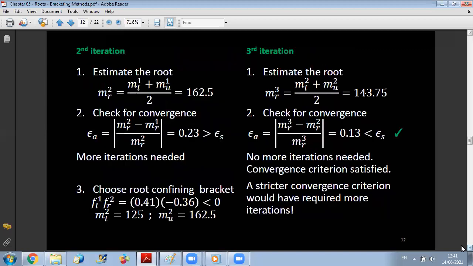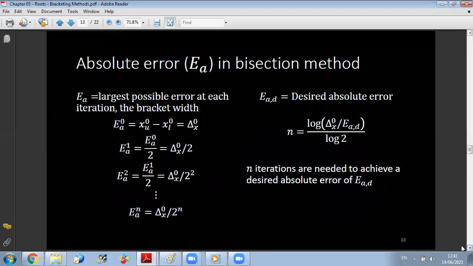Okay. So now, if you remember, we talked about several types of errors in chapter 4. And we said that one of the types we will define in future chapters, the absolute error. When we say absolute error, it means the maximum possible error we can have. And this type of error is included in bracketing methods. Why?